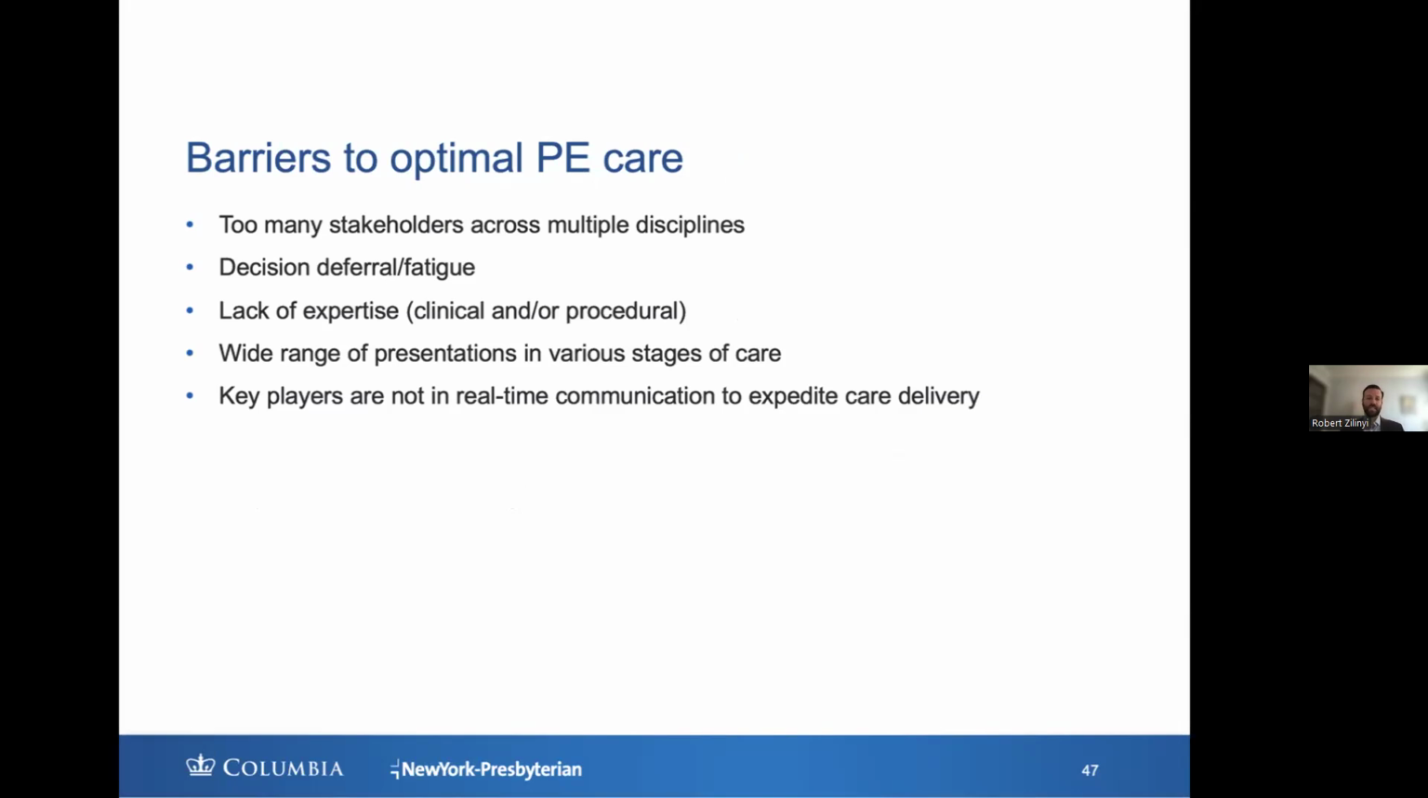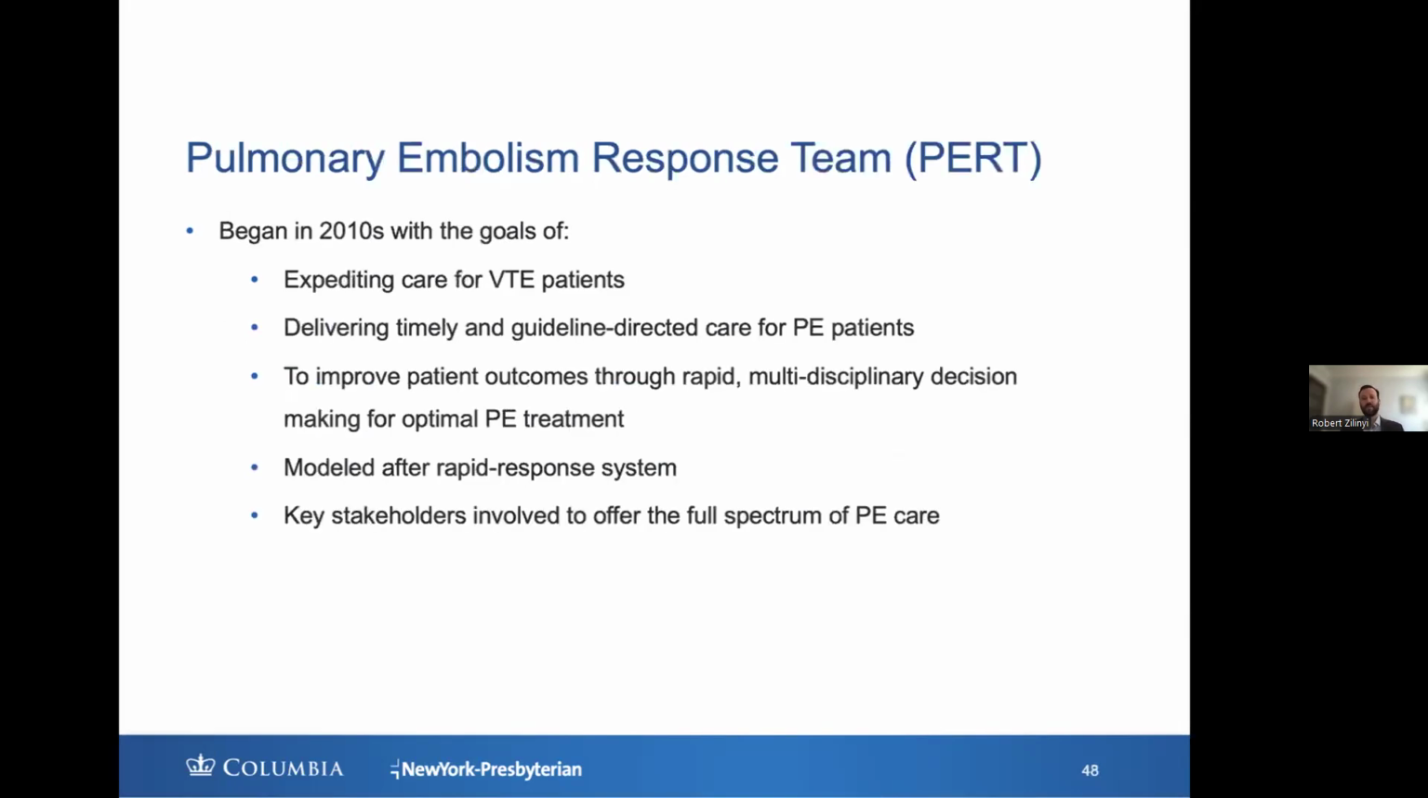There's a wide range of presentations in various stages of care, and the key players are not in real-time communication to expedite care delivery. This has fostered the development of what are called pulmonary embolism response teams, which began in the early 2010s with the goal of expediting care for patients with VTE, delivering timely and guideline-directed care for these patients, and improving patient outcomes through rapid multidisciplinary decision-making for optimal PE management.